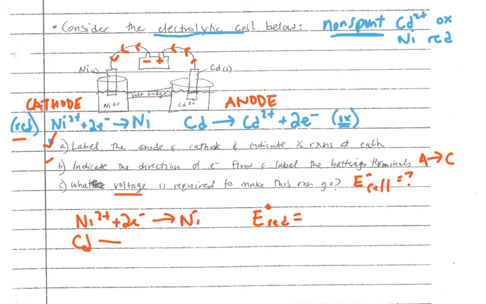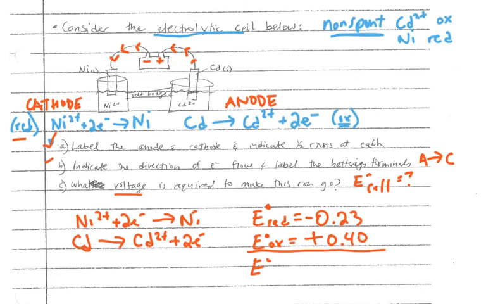And the cadmium is being oxidized. So the oxidation potential is going to be the reverse. So I'll go ahead and put a negative sign there because we're going to flip the sign of whatever the reduction potential is for cadmium. So for nickel, if I look on here, it's negative 0.23. Negative 0.23. And for cadmium, it is negative 0.40. So we're going to make that positive 0.40 for the oxidation reaction.